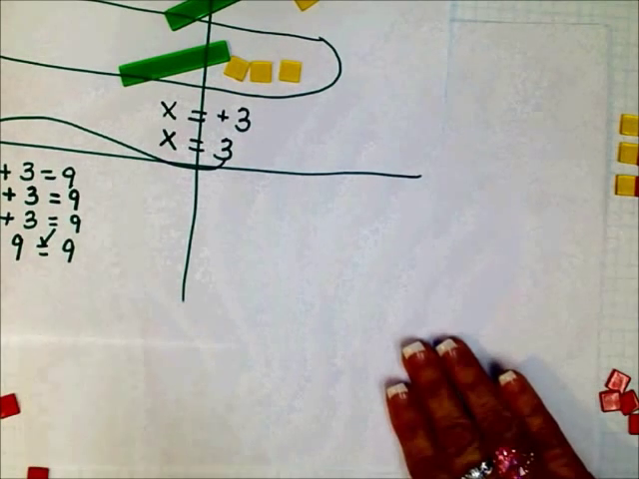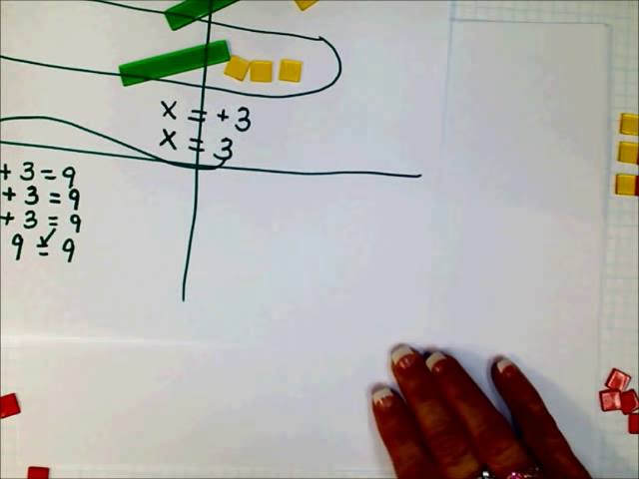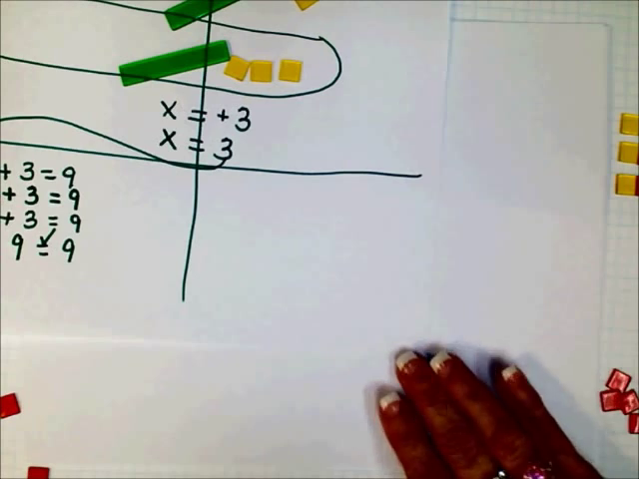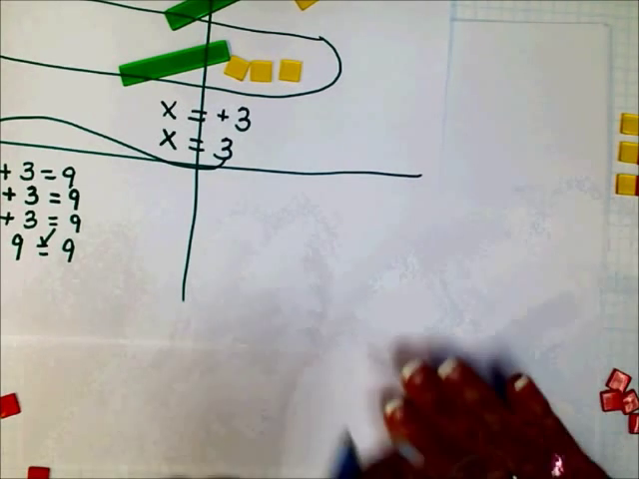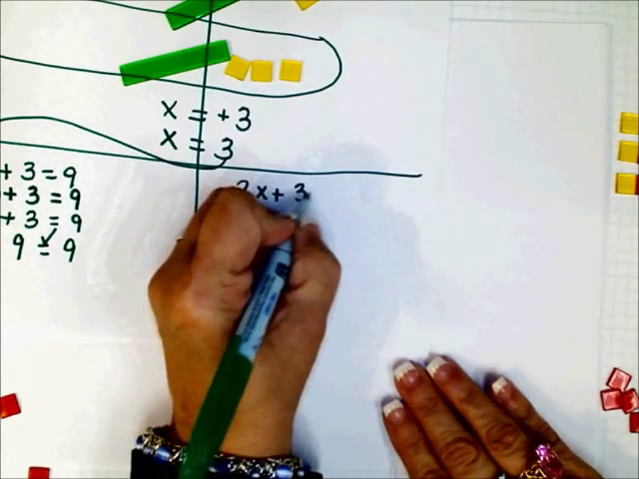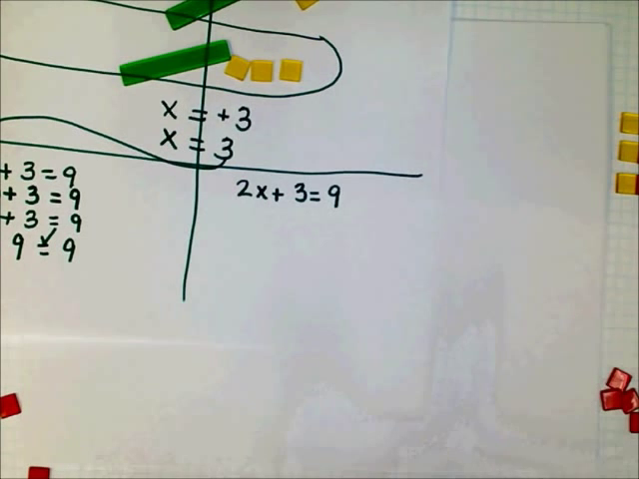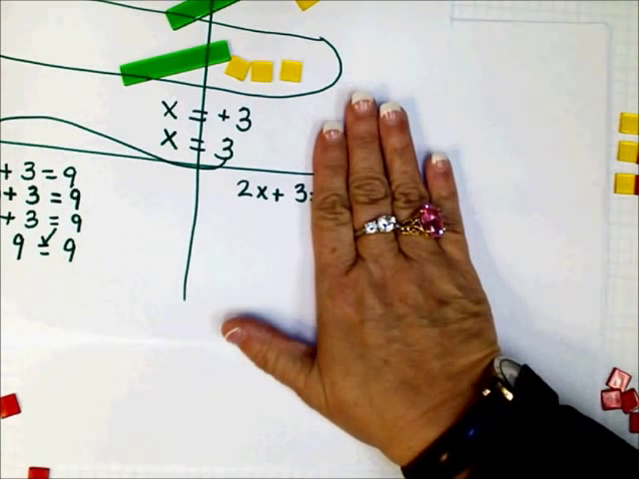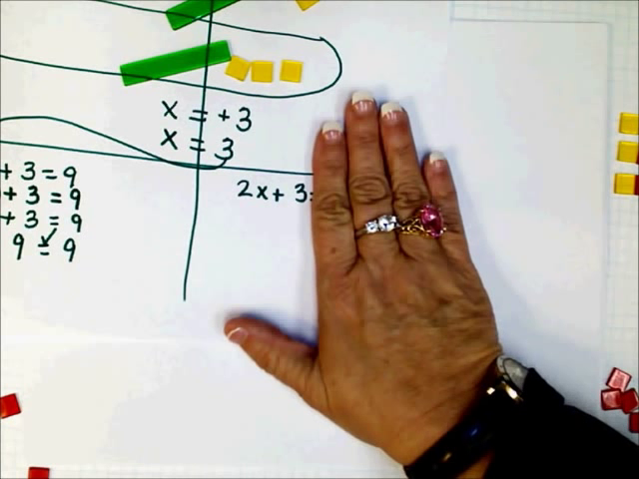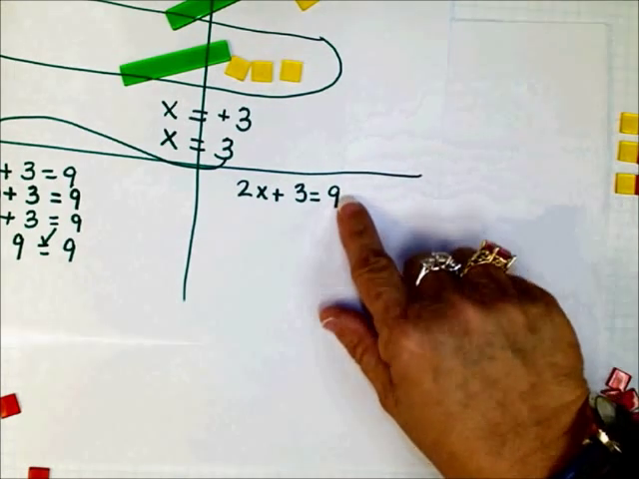Now, if I use properties and actually perform a type of solution or develop an algorithm for solving that equation, I start out with 2x plus 3 equals 9. Now, the first thing I need to say is, okay, I have an x on the left-hand side, but I need to know what one of those x's is. So I need to move that positive 3 to the other side. I need to get rid of it.